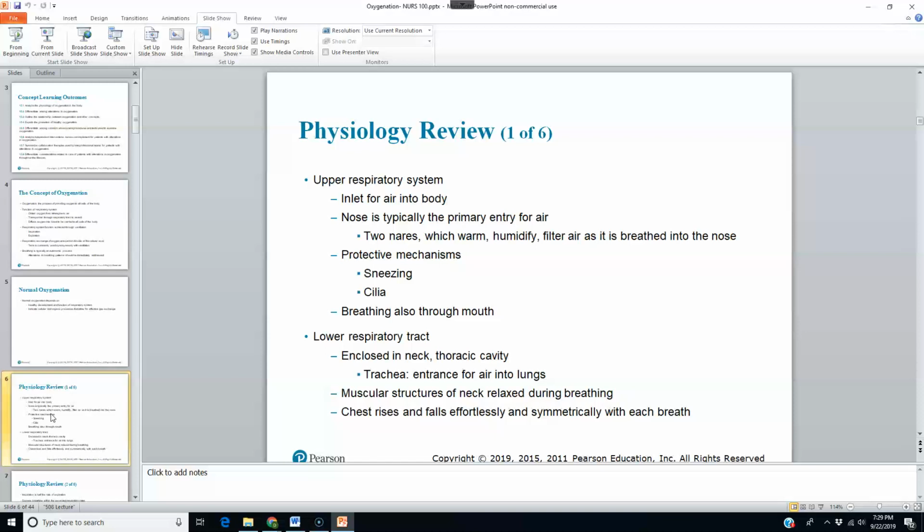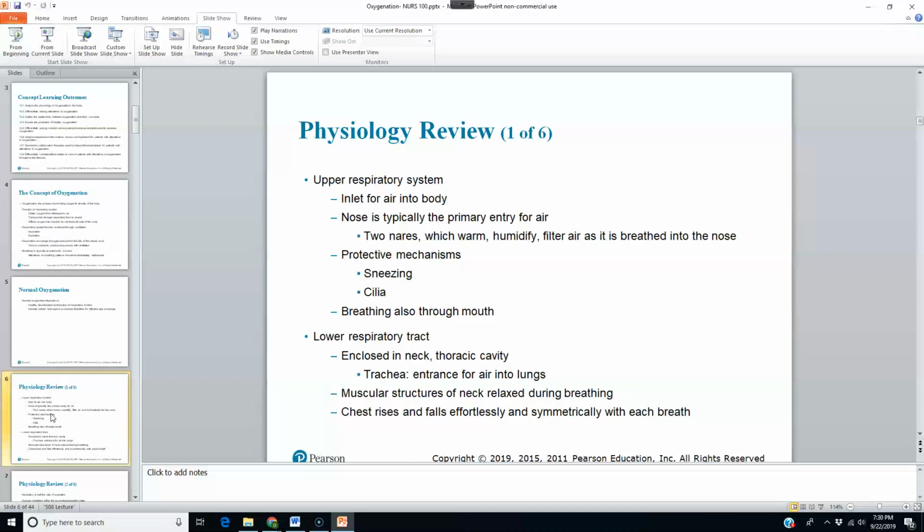We have two nares, which warm, humidify, and filter air as it is breathed into the nose. And we might not think this is a very important function, but it truly is, especially for patients that are susceptible to respiratory conditions, that already have chronic respiratory illnesses. It's very important that, particularly when they're out in the cold atmosphere, they breathe through their nose first, so that air is warmed up and doesn't cause any irritability to the delicate tissues in the lungs.